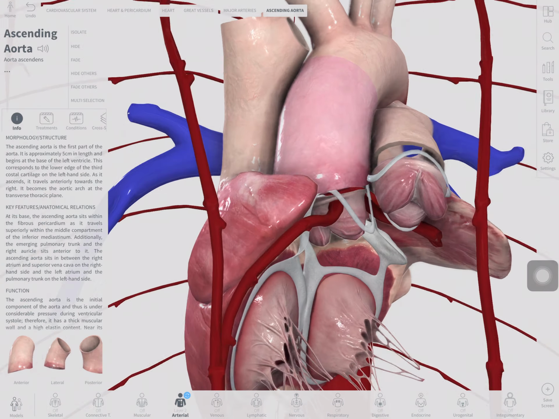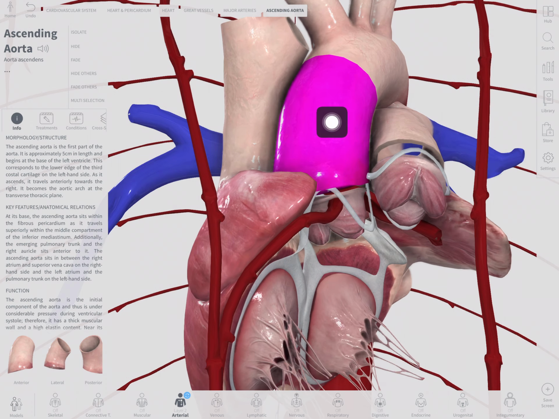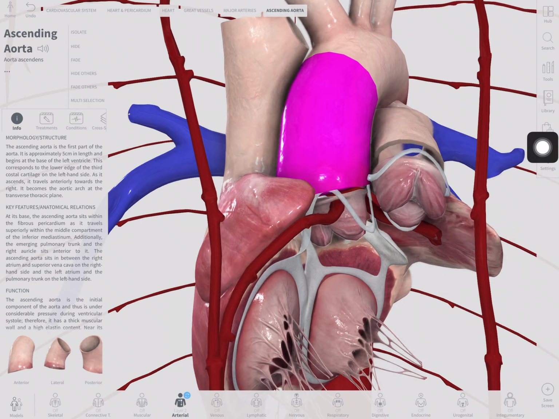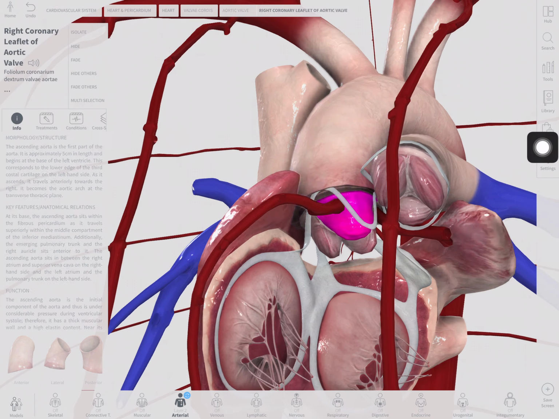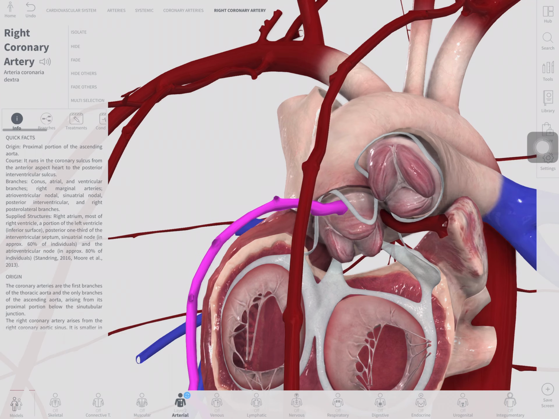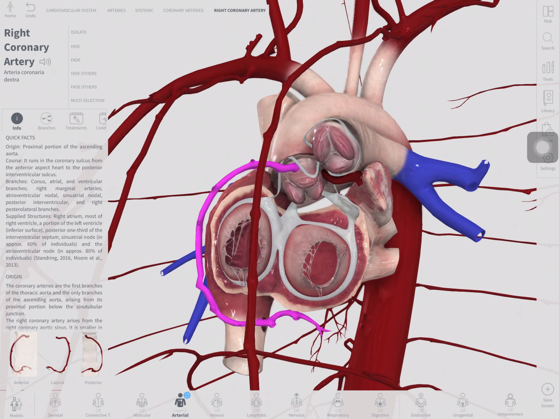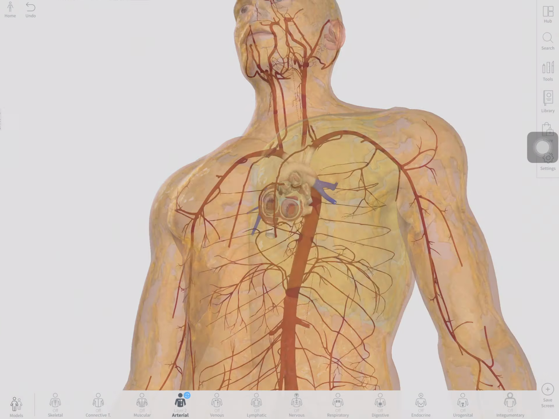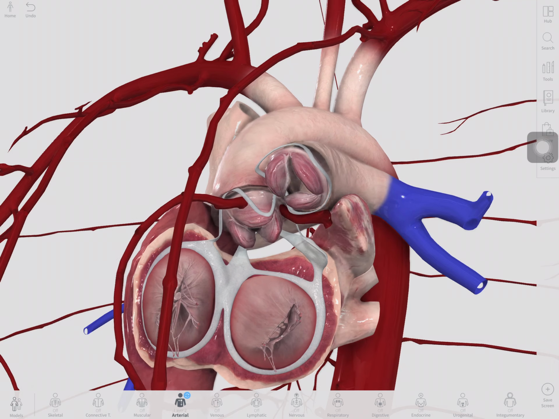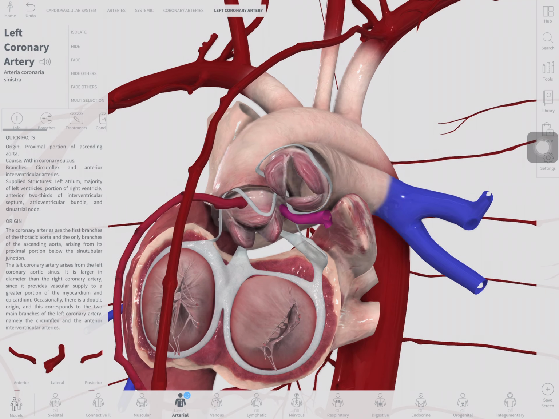This is the largest blood vessel in the body, which has around 2.5 centimeter diameter, and this is the aortic valve. So in the aortic valve, the first branches are the right coronary artery and the left coronary artery. This is the left coronary artery, and this is the right coronary artery.